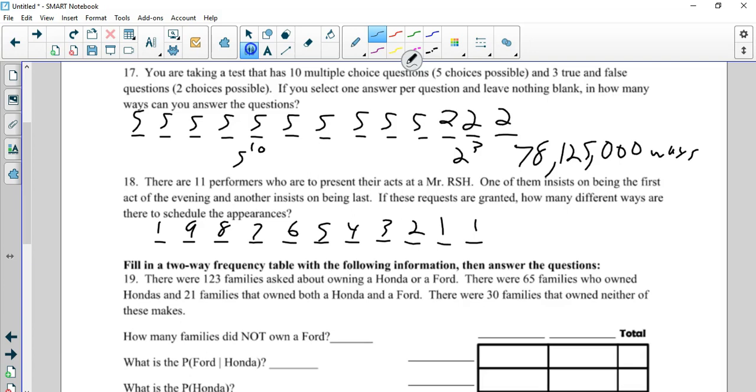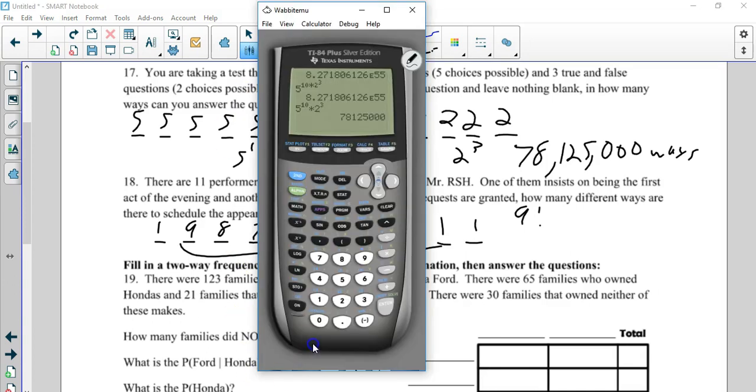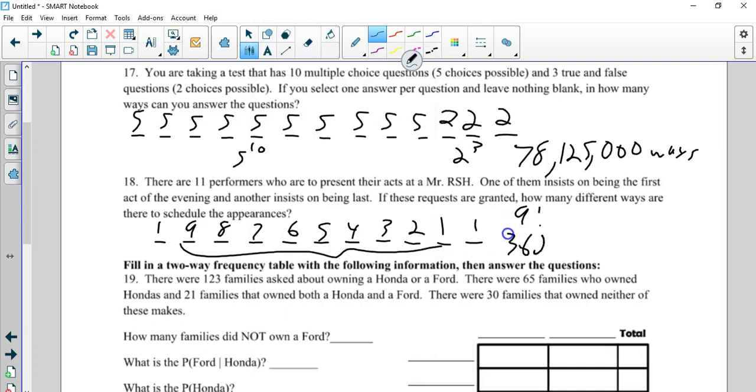Now, if you notice, this right here is just 9 factorial. And the ones don't really matter. So if we type in 9 factorial, again, go to our calculator, hit 9, go to the math, over to PRB. Number 4 is the factorial, and there's our answer. 362,880 ways of ordering the people.